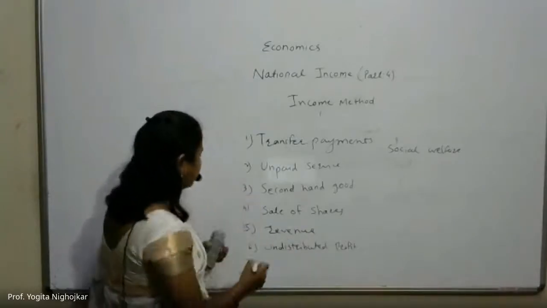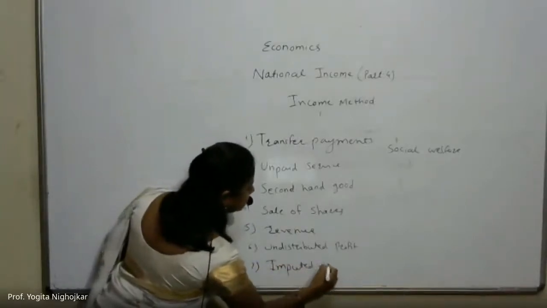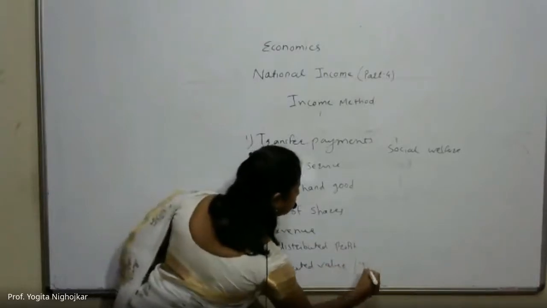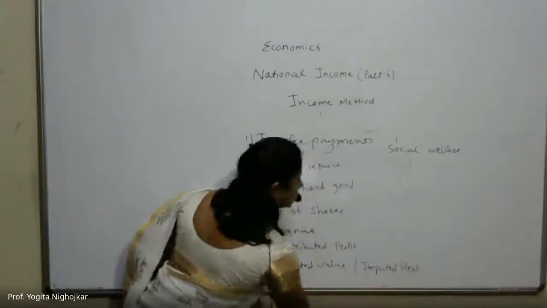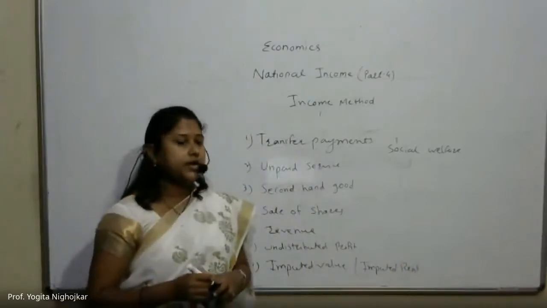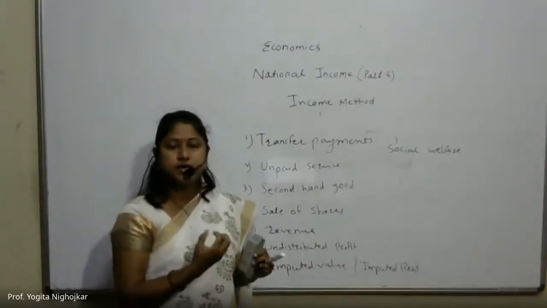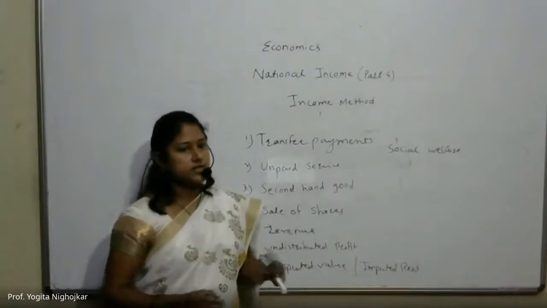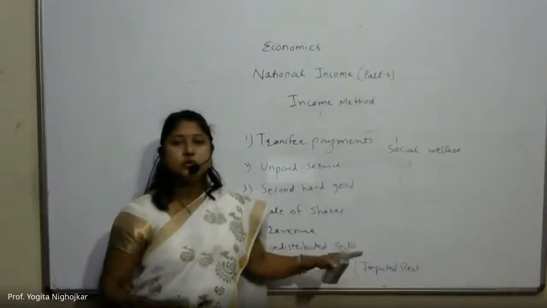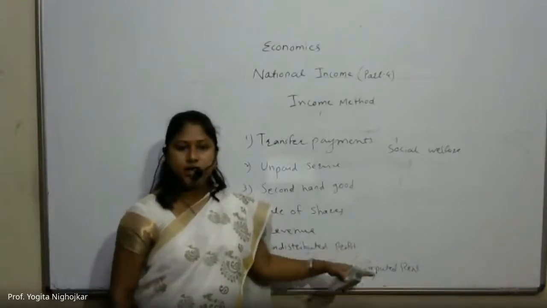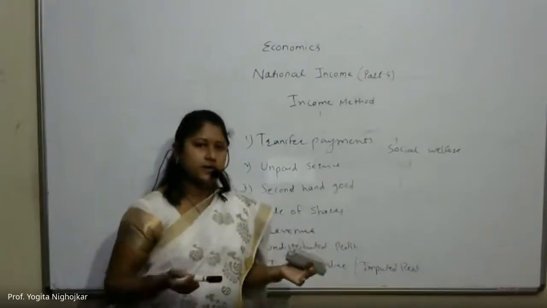Next is imputed value or imputed rent. Imputed value of production kept for self consumption and imputed rent of owner occupied houses should be included. It means imputed value is an assumed value. It means an assumed value given to an item when the actual value is not known or available, right?